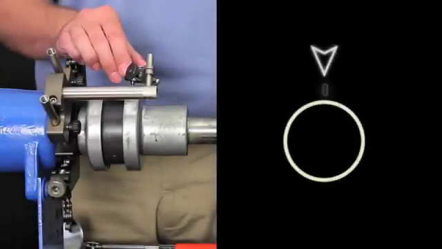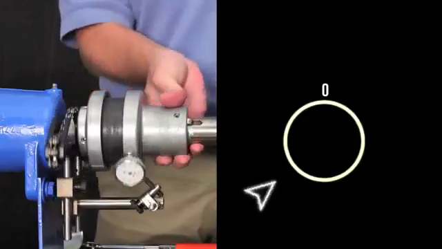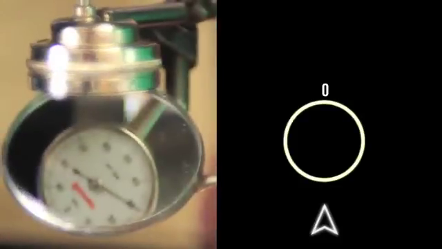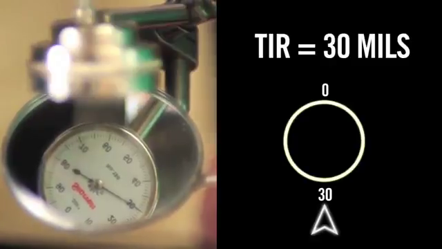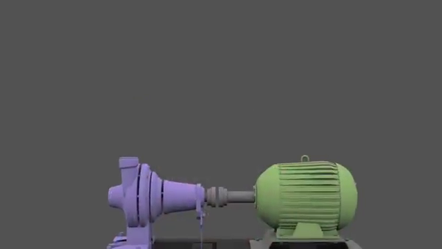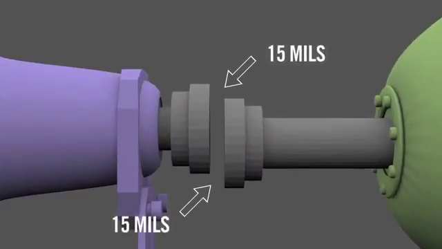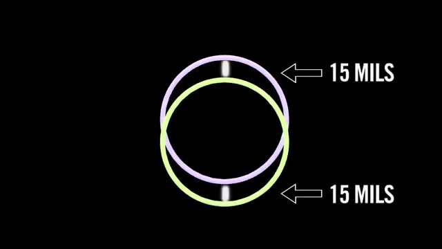I'll zero my dial indicator at 12, and then roll it 180 degrees to 6 o'clock. It reads 30 mils, which represents the total indicator reading, or TIR. Now, as you're probably aware, the actual vertical offset of the shafts is half the TIR, or 15 mils. This is because when using a dial indicator to measure the relative positions of two shafts, the dial reads the misalignment on both sides of the center line, so the value comes up as twice the actual offset.